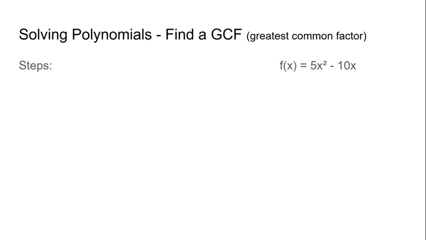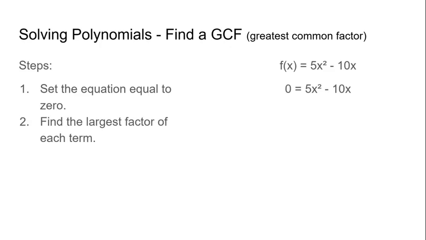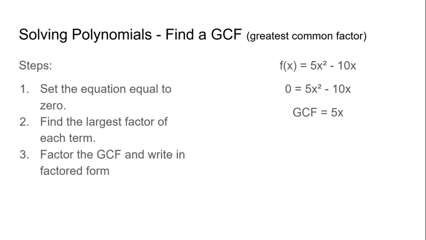Now for a problem with a greatest common factor. Here we have a polynomial with two terms, and they both have something in common. I'm going to still begin by setting the equation equal to 0, and then I'm going to find the largest factor of each term, or the largest thing that multiplies by something to give you each term. So in this case, 5 times 1 gives us 5, 5 times 2 gives us 10, and I can take an x out of x squared and x, leaving me with 5x times x will give me 5x squared, and 5x times -2 gives me -10x.